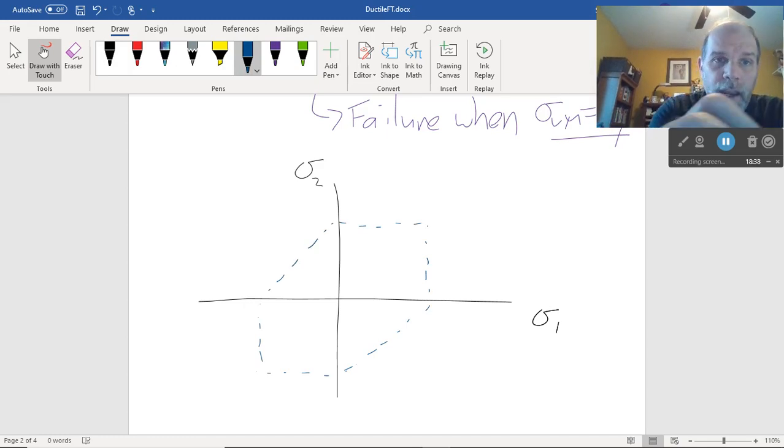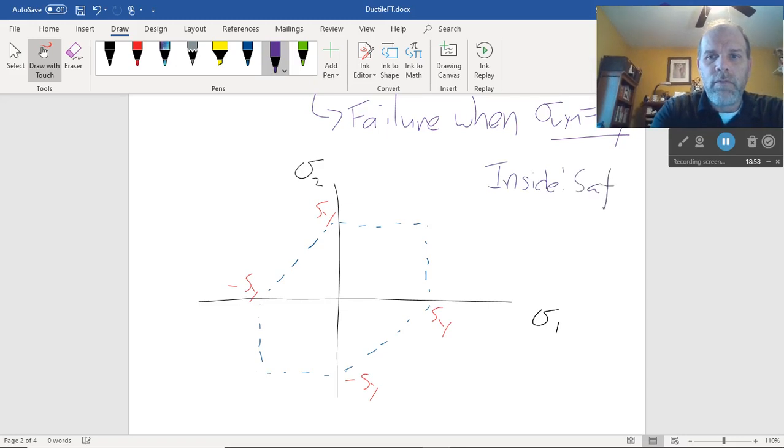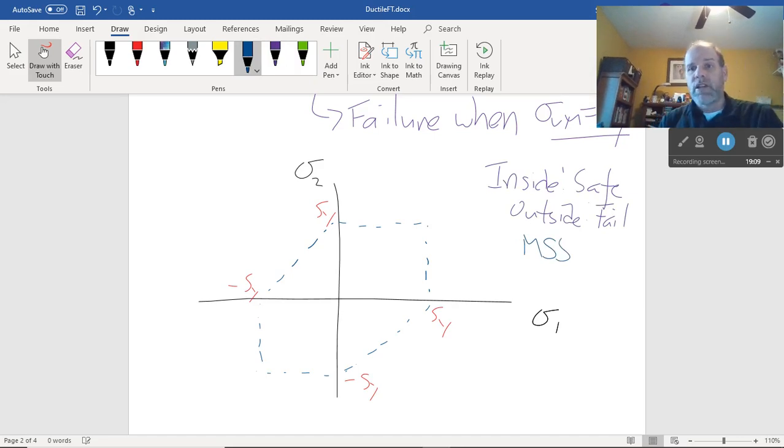And this value up here is the yield strength. Value down here is the yield strength. We've got minus SY on the negative sides too. Anything inside is safe. Anything outside, we presume has failed. And the blue is the maximum shear stress theory, MSS as I call it. Maximum shear stress theory says this.